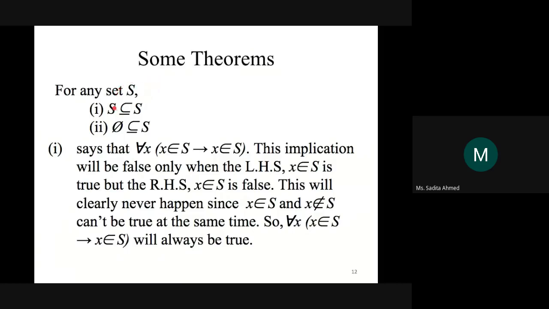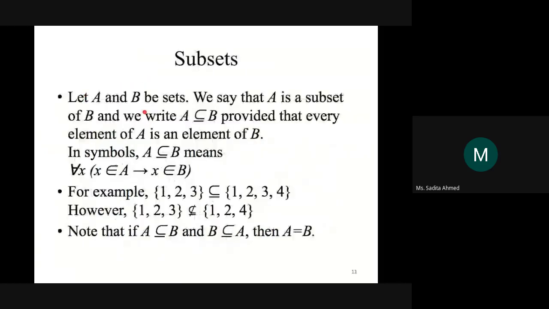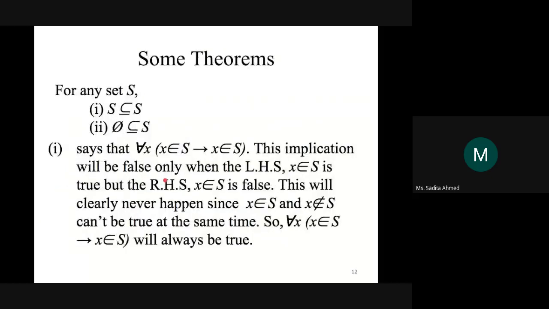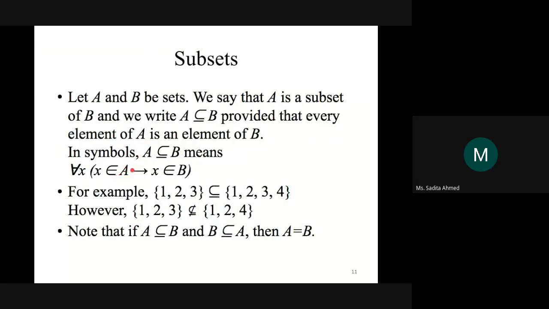So any set S is a subset of itself. Let's look at the definition of a subset. If any set A is a subset of the set B, how do we define it? We define it as for all x, x belongs to A implies x belongs to B. Now do the same thing for S is a subset of itself. How would you define this? The first theorem here, what it states. If you wanted to define it using the definition of a subset, how would you define it?